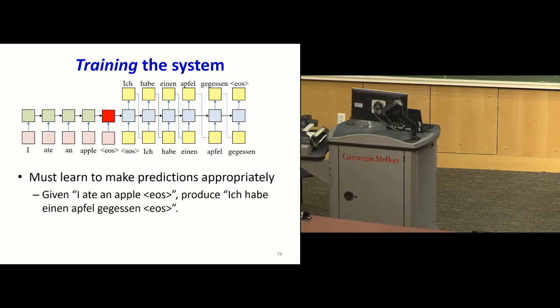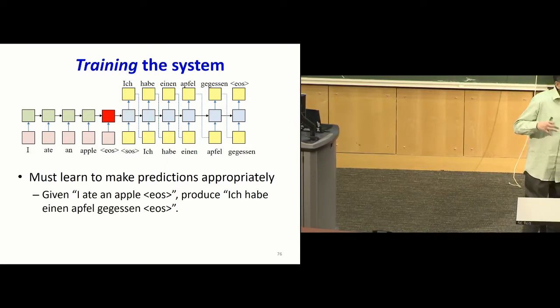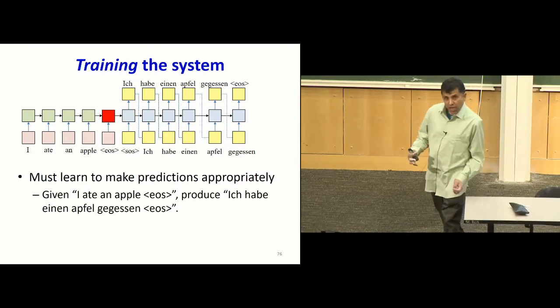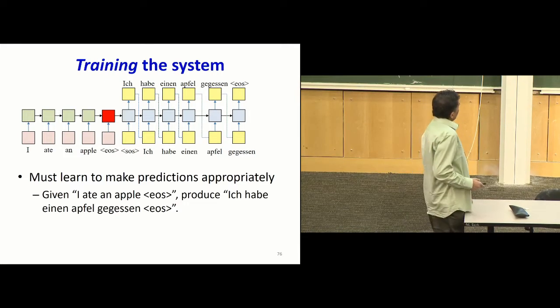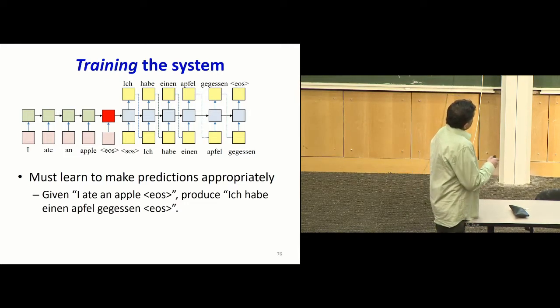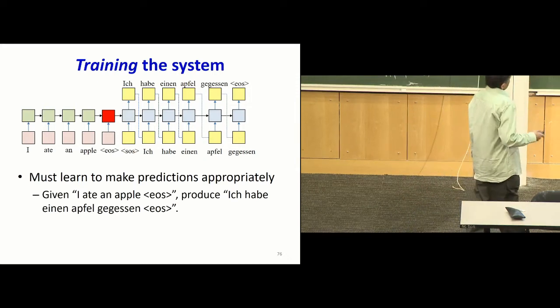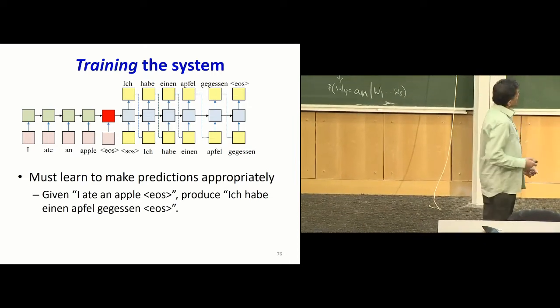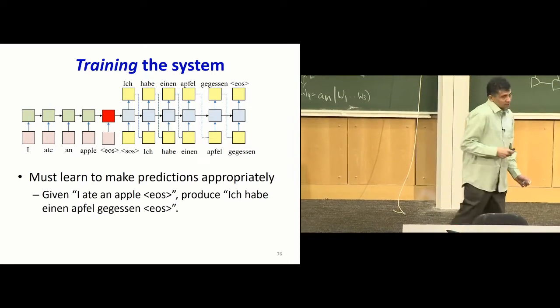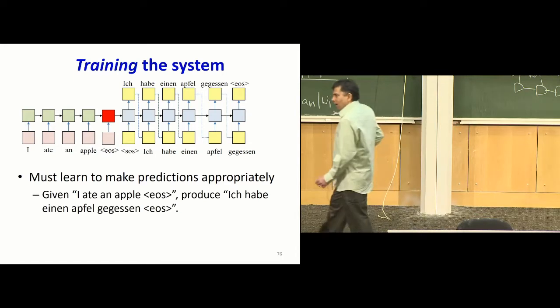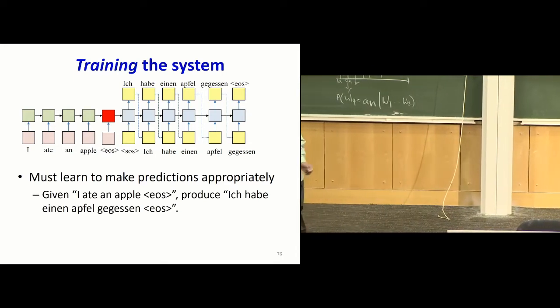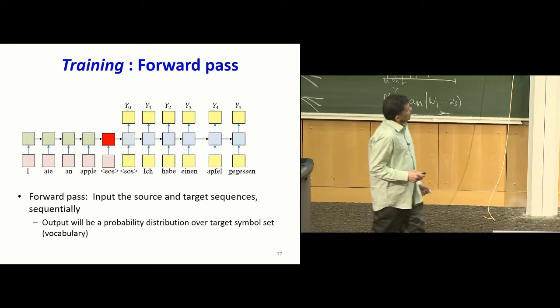Now, this system, we see how it can be used to produce translations. How do you train it? Now, the model must be trained to make predictions appropriately. So, given "I ate an apple", end of sequence, it must know to produce "Ich habe einen Apfel gegessen." And so here's how you do it.